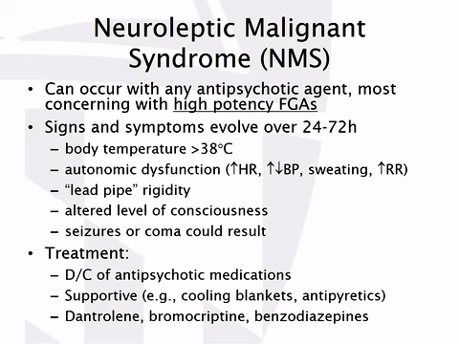So signs and symptoms tend to evolve over a day or a couple days. And what you see is high body temperature. You see autonomic dysfunction. So patients can't control their heart rate and their blood pressure, their sweating, their respiratory rate is all over the place. They've got what's known as lead pipe rigidity. So, their extremities are like literally like lead pipes. They can't really move around too easily.